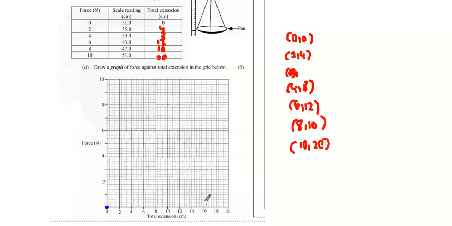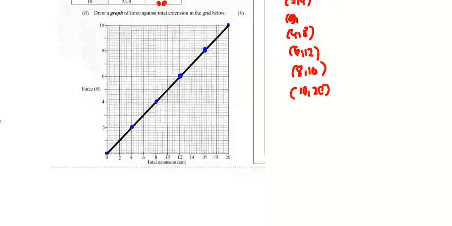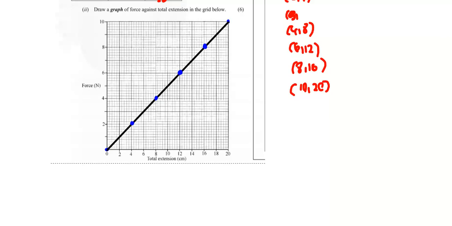Okay, a cheap way of doing this is it's a straight line, so you can do the first point and the last point, which is 10, 20, a force of 10, an extension of 20, and then you know your line goes up like this, like so. And then you know every second point: 2, 4, 4, 8, 6, 12, and 8, 16. There you go, there's your diagram there. Okay, let's move on to the questions which are following this.